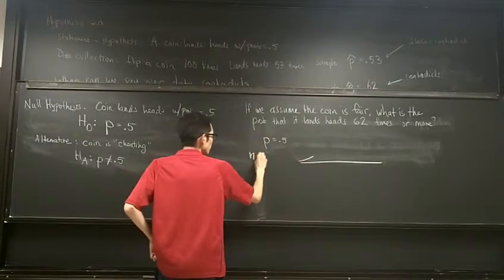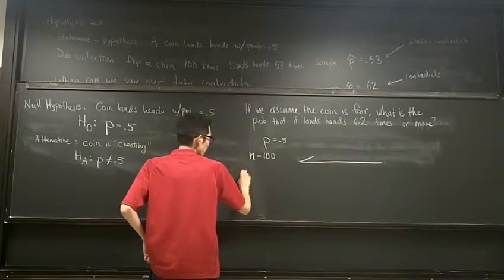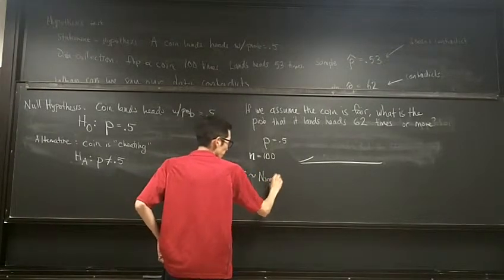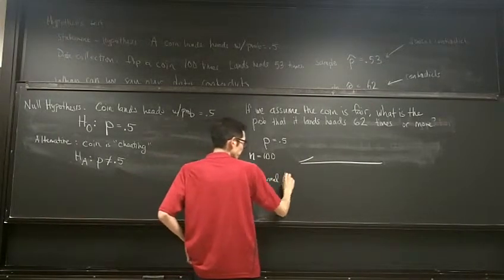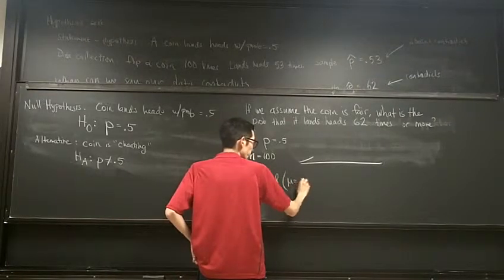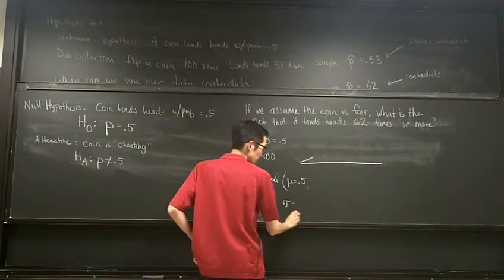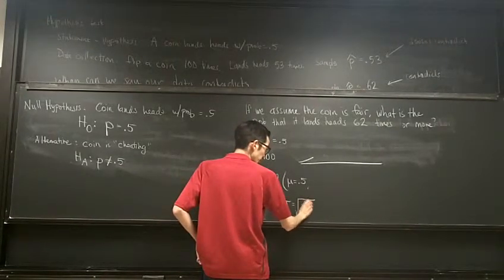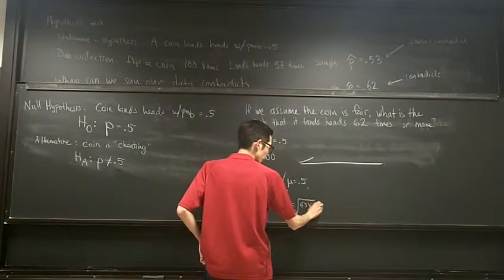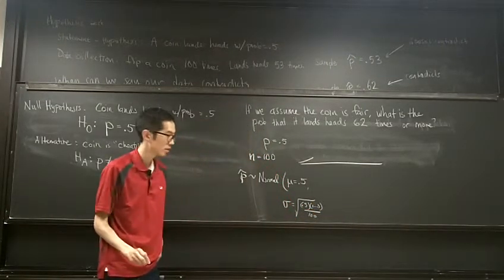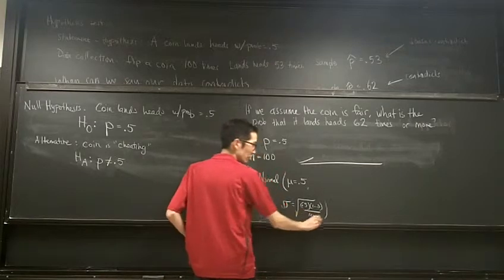So n is equal to 100. P hat comes from what? A normal distribution where the mean is equal to 0.5 and the standard deviation is what? 0.5 times 1 minus 0.5 over 100.